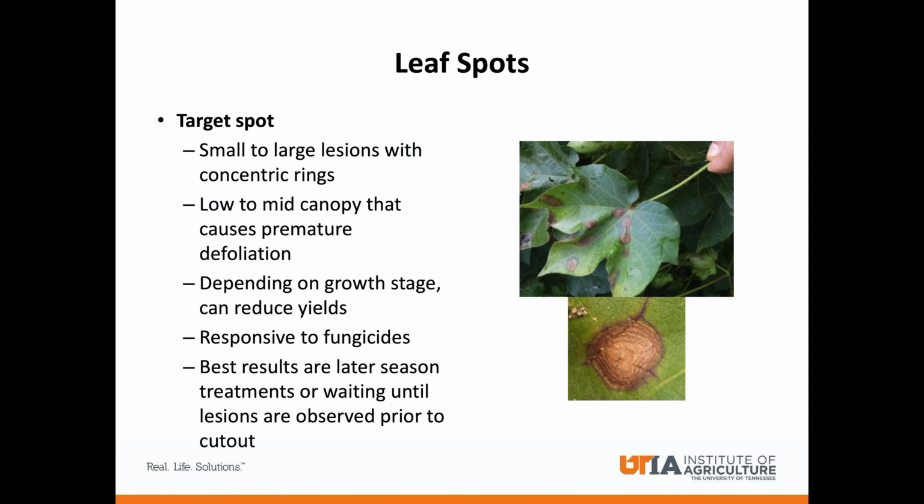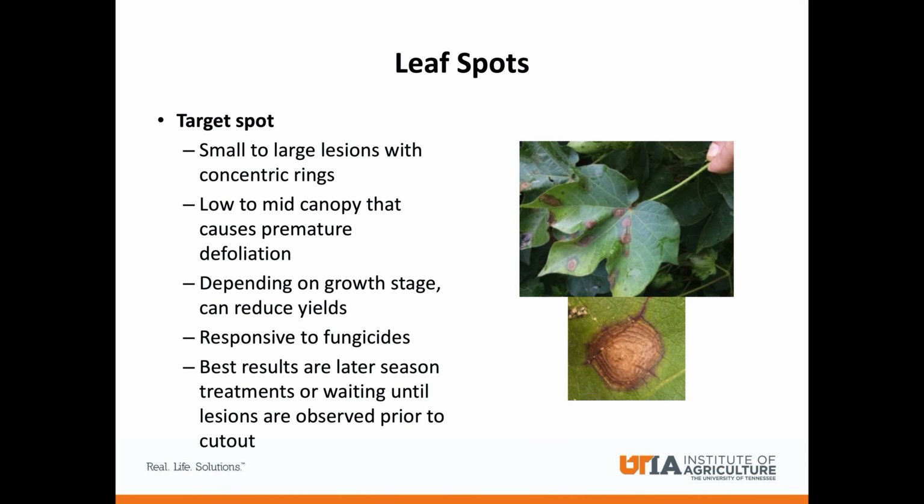And so again, rarely would you see these spots throughout the canopy. You'll only find them in the lower canopy, and then they will start to defoliate that lower canopy as it moves up into the middle canopy. So again, to differentiate target spot from other leaf spots, it's going to start in that lower canopy only, and then will move its way up as it defoliates. The other thing is its name, target spot, does indicate that you can see concentric rings in the lesion.